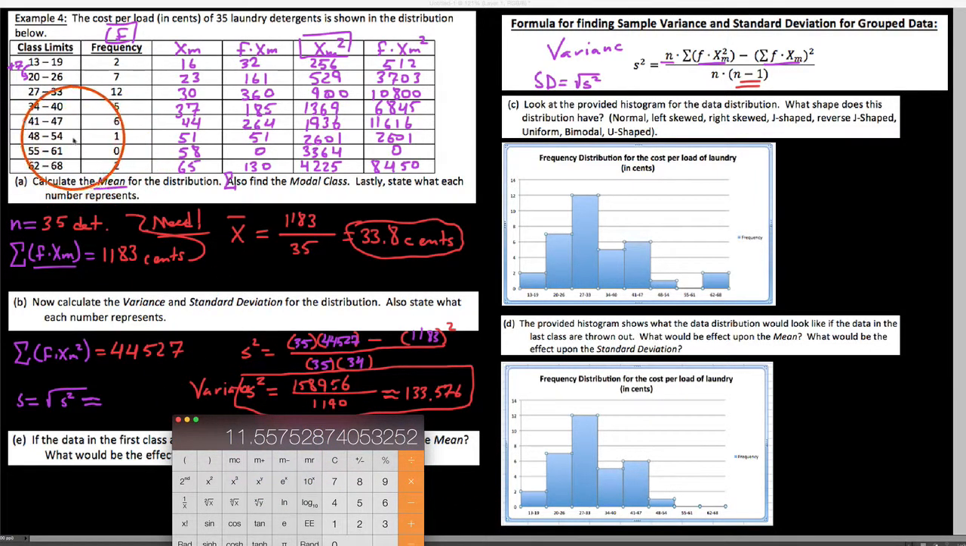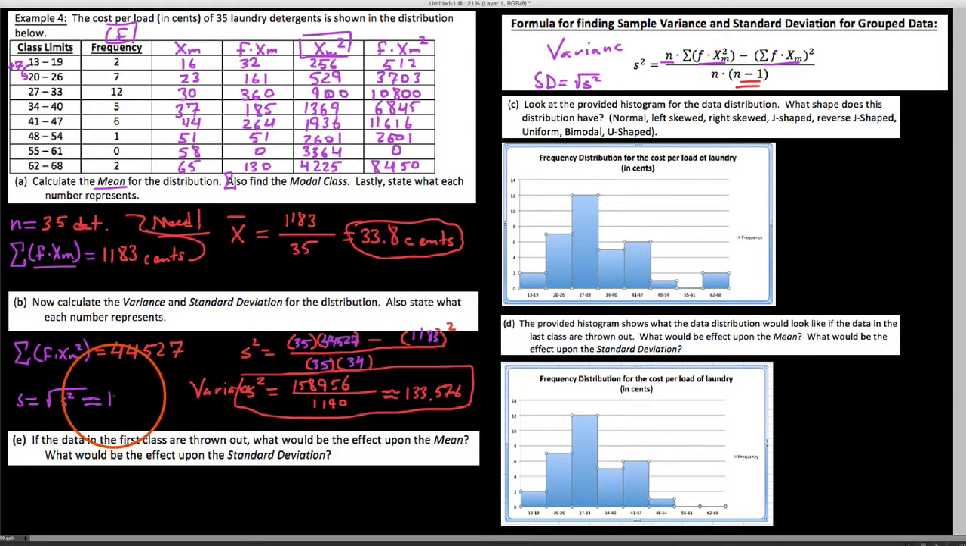Since our original data went out to the nearest whole number, we're going to go out to the nearest tenth. So 11.55, we're going to round off to 11.6-ish, and we're going to label this cents. The reason why we wanted to know our average and our standard deviation is because of this.